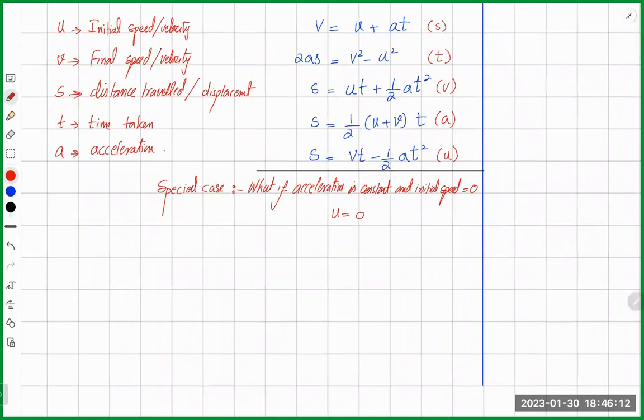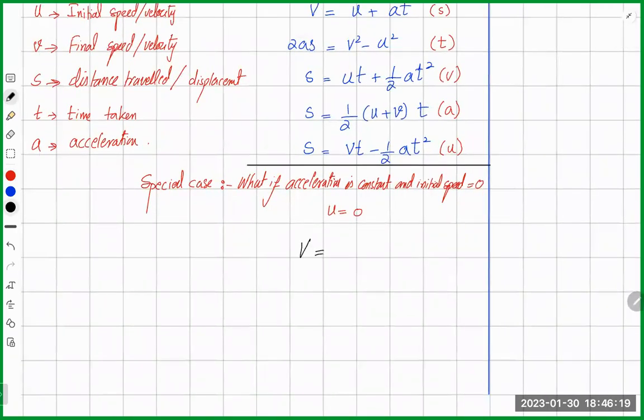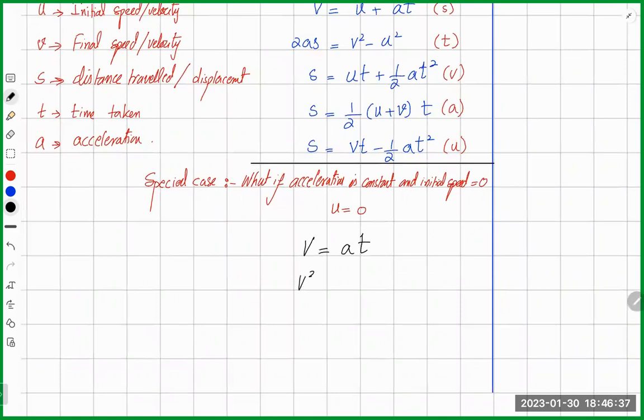See how. Number one, the first equation, v equals u plus at, where u is 0, will become v equals at. Good. Now, the second equation, if u is 0, it will become v square equals 2as, because u is 0. Third equation, if u is 0, u multiplied by t, the whole factor will become 0. Half at square. Great. It is half at square.